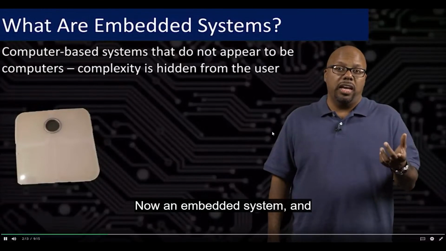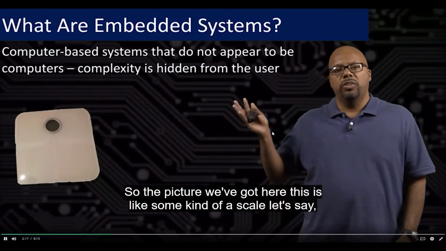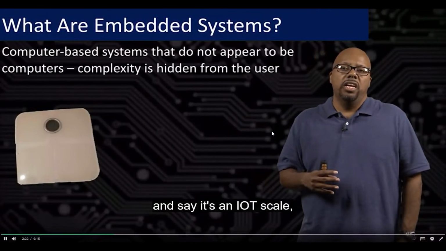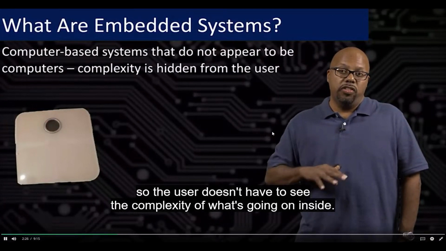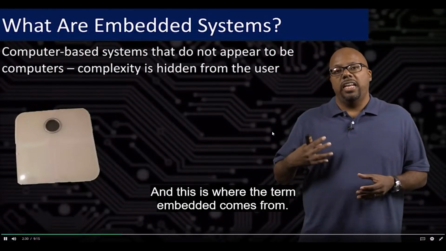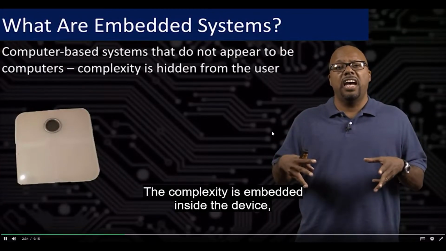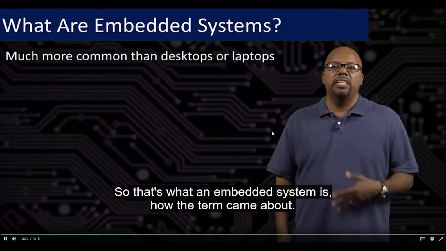Now, an embedded system, an IoT device, is generally embedded, they hide the complexity from the user. So the picture we've got here, this is some kind of scale, let's say. Let's say it's an IoT scale. So the user doesn't have to see the complexity of what's going on inside. The user just knows how to use it. So it has a very simple interface. And that's where the term embedded comes from. The complexity is embedded inside the device. The user doesn't have to deal with the complexity. So that's what an embedded system is, how the term came about.